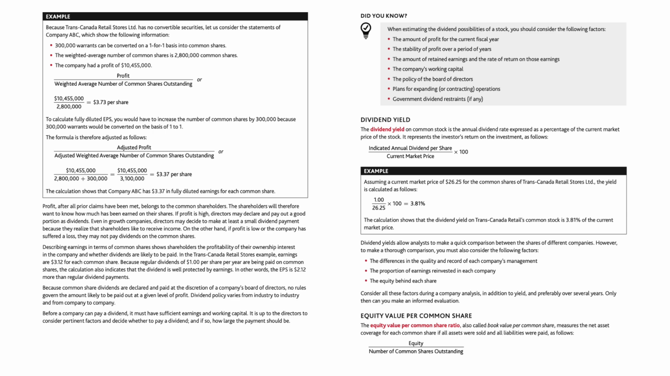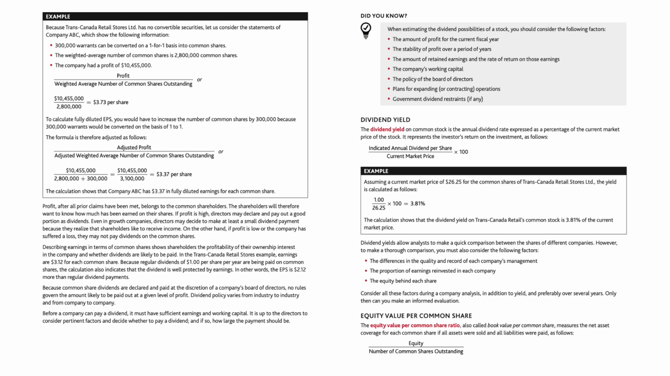Moving on to dividend yield. The dividend yield on common stock is the annual dividend rate expressed as a percentage of the current market price of the stock. It represents the investor's return on the investment as follows: the indicated annual dividend per share divided by the current market price.